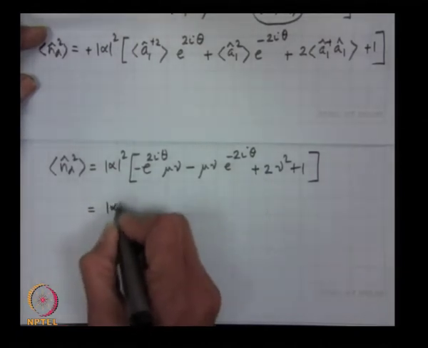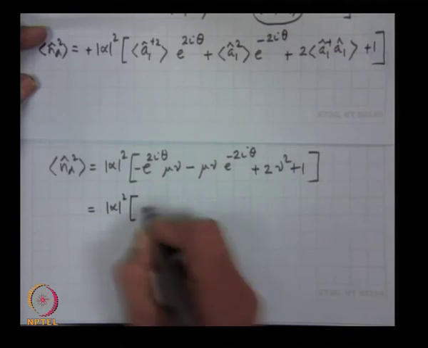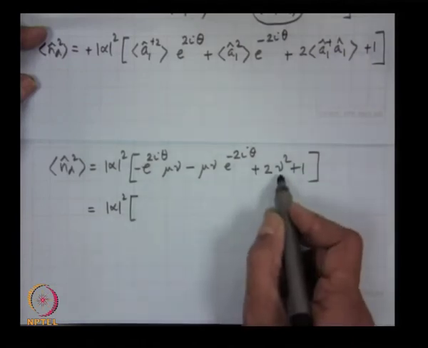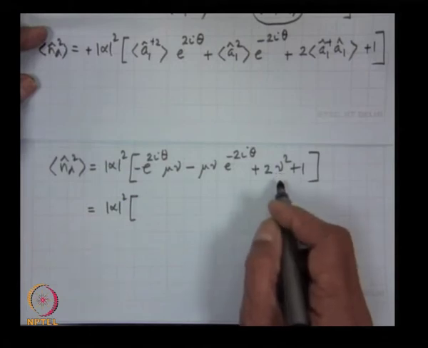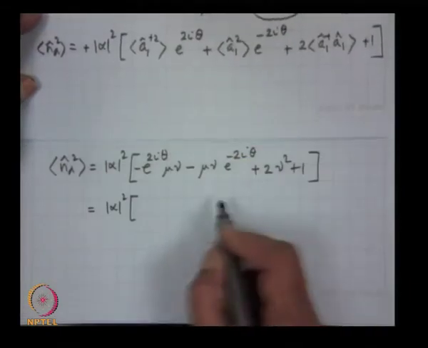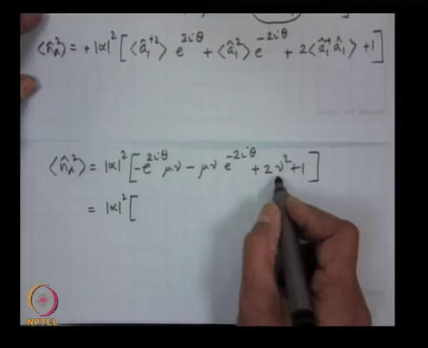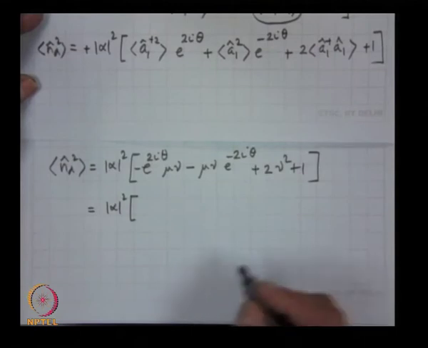So this is mod alpha square. Now I can replace one of the nu square. What is the relationship between mu and nu? So nu square is 1 plus mu square, okay? So I will get mu square minus nu square is equal to 1.